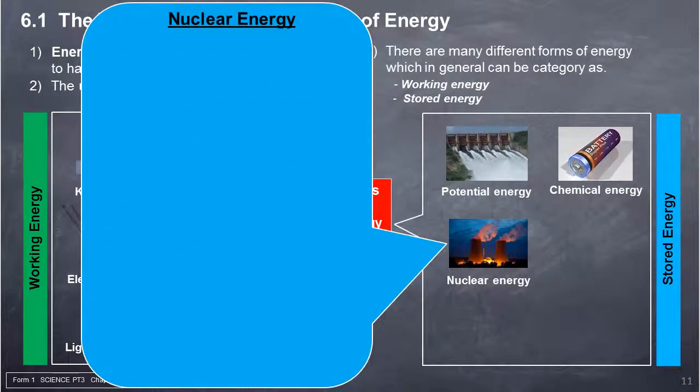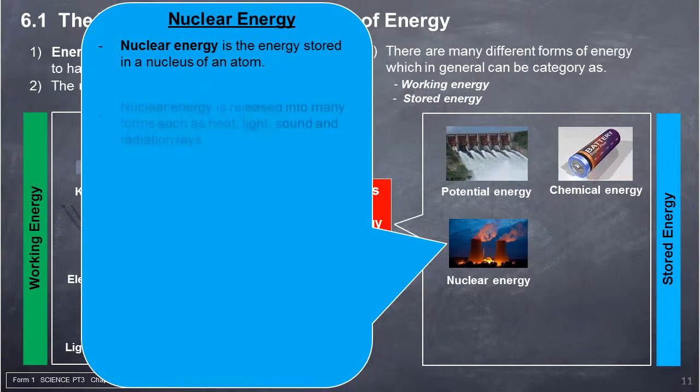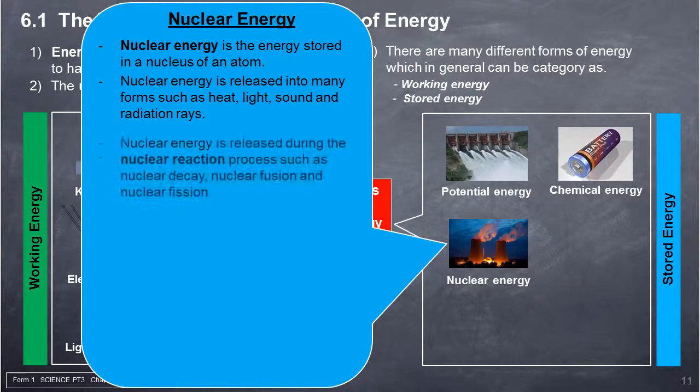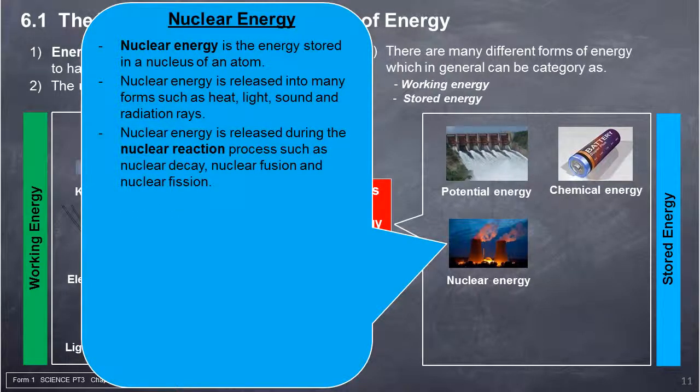Nuclear energy. Nuclear energy is the energy stored in the nucleus of an atom. Nuclear energy is released in many forms, such as heat, light, sound, and radiation rays. Nuclear energy is released during nuclear reaction processes, such as nuclear decay, nuclear fusion, and nuclear fission.